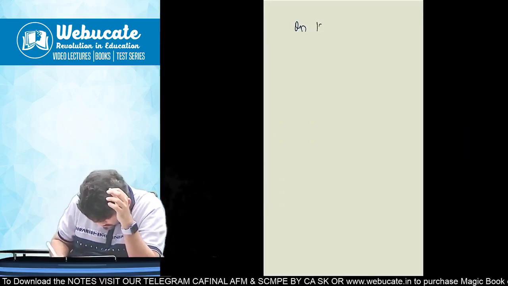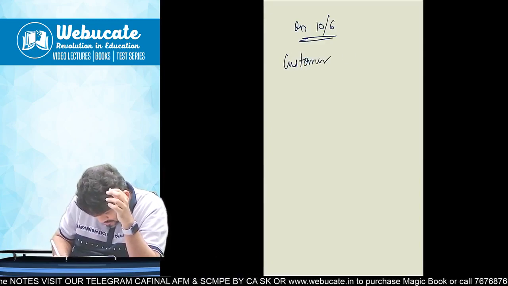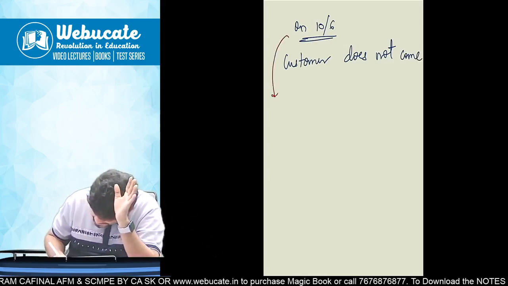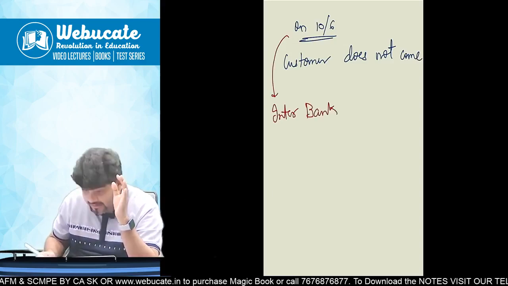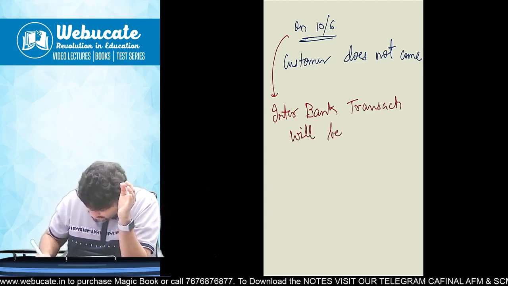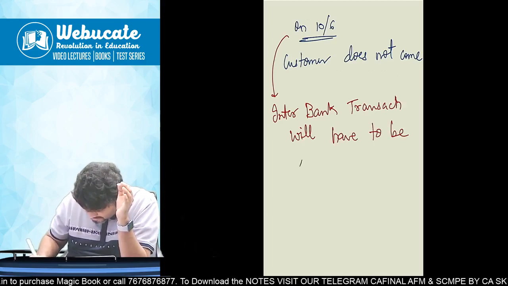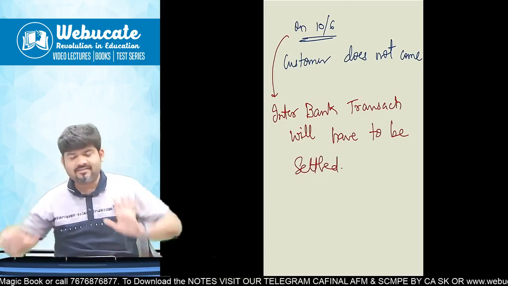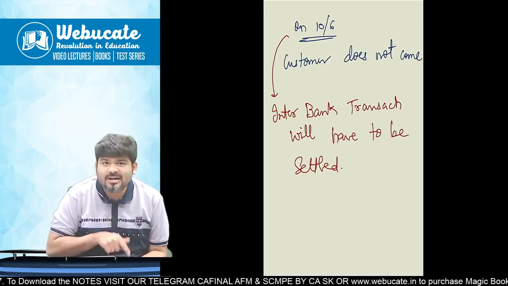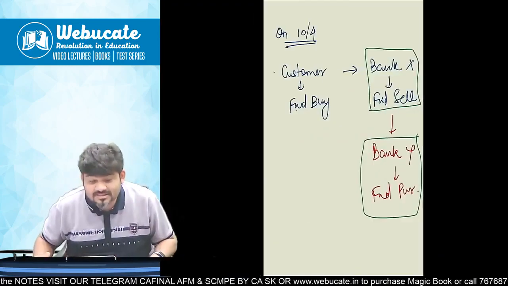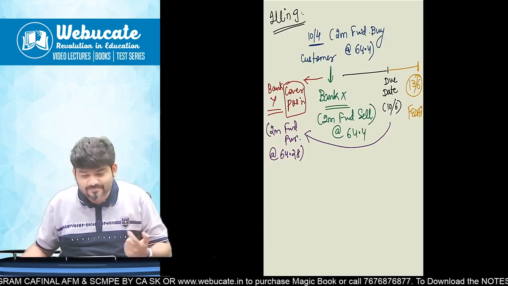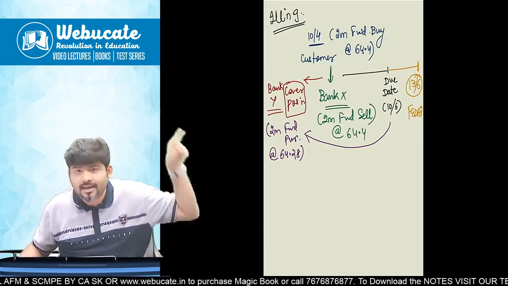On 10th June, the customer does not come. Jeez. Now what will happen? The interbank transaction will have to be offset first. The interbank transaction will have to be settled. You cannot say no to interbank. Interbank will say, no, I don't care about your FDI rules that say wait for 3 days and all of that. I want my money. I want the contract to be executed, Your Honor, is what bank Y will say. Sorry, I'm just getting into the character. I hope you understand. That's how it is. Bank Y says, I want my transaction to be executed.